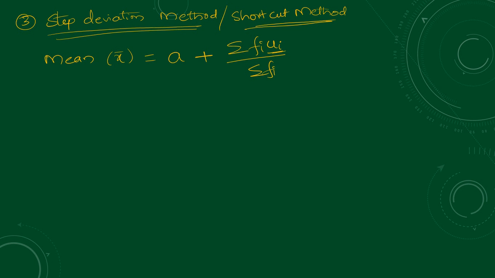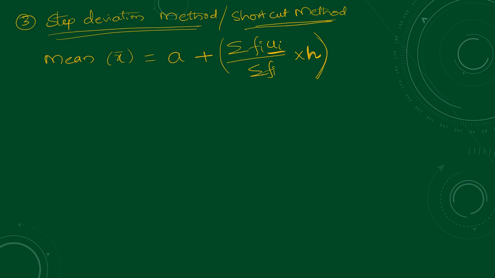So instead of Di, you are going to get Ui, into, so here one more term will be multiplied, that is nothing but h. So this h is multiplied only to the second term, not to the whole term. So what is the formula? A plus sigma fi ui by sigma fi into h. Okay, so this is nothing but the formula.